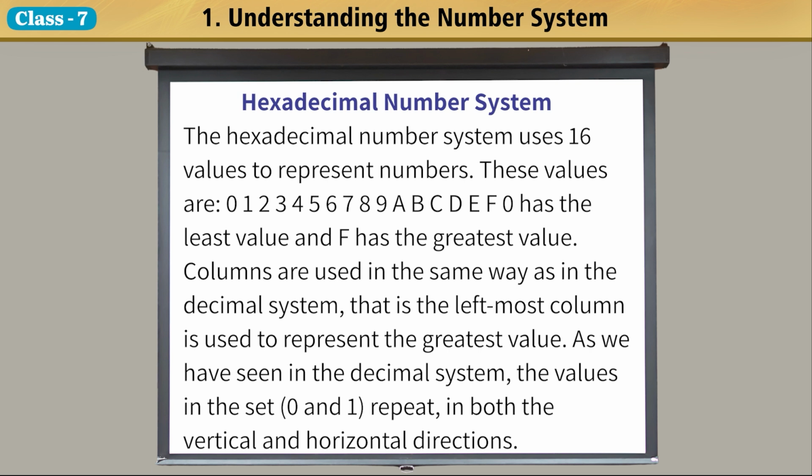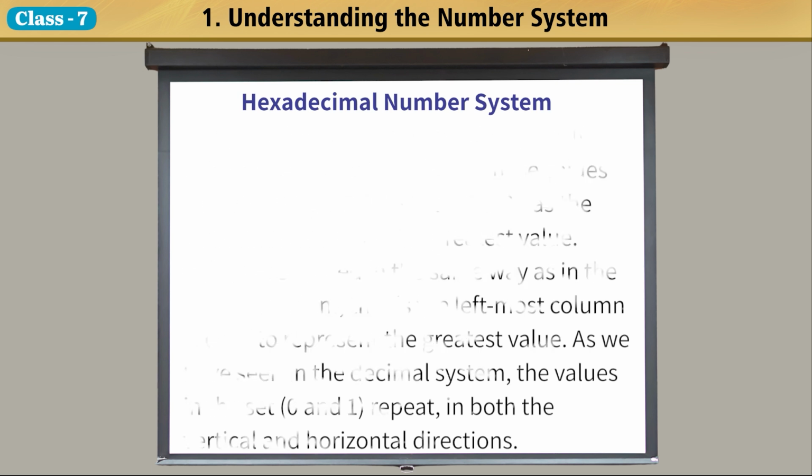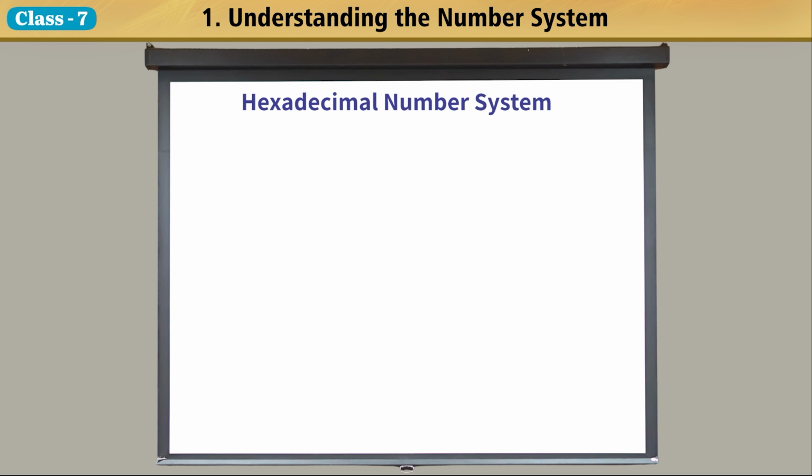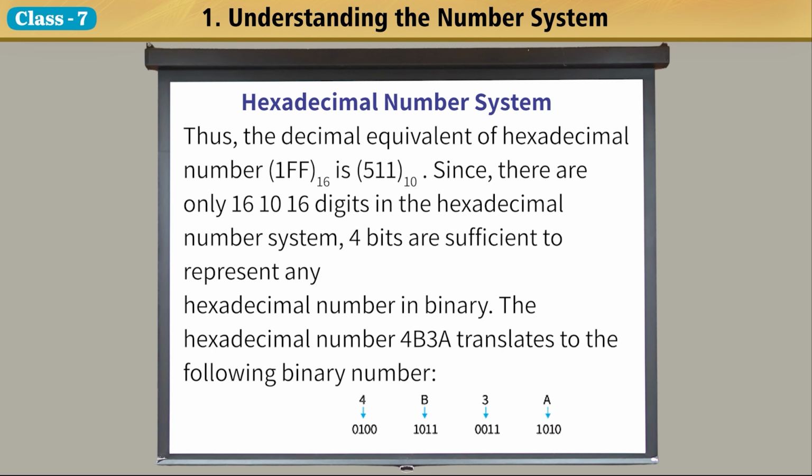Columns are used in the same way as in the decimal system, that is, the leftmost column is used to represent the greatest value. As we have seen in the decimal system, the values in the set 0 and 1 repeat in both the vertical and horizontal directions. Thus, the decimal equivalent of hexadecimal number 1FF sub 16 is 511 sub 10.